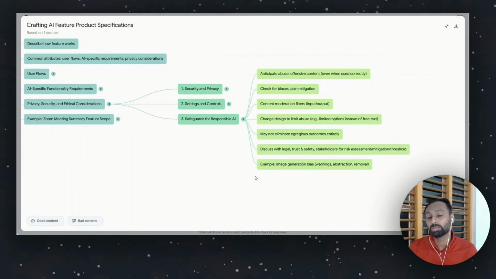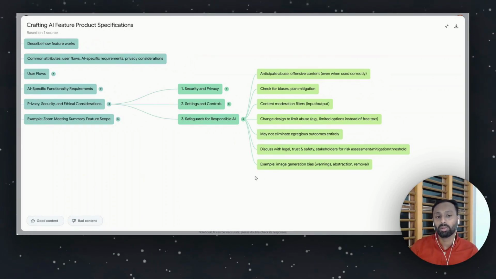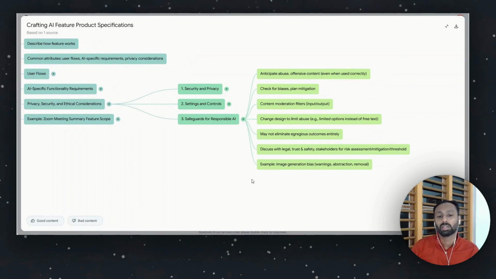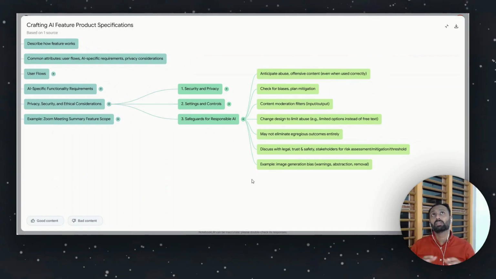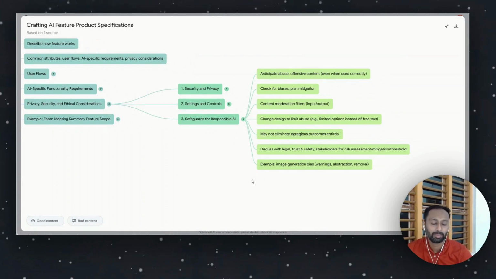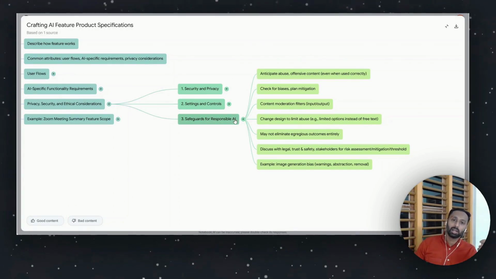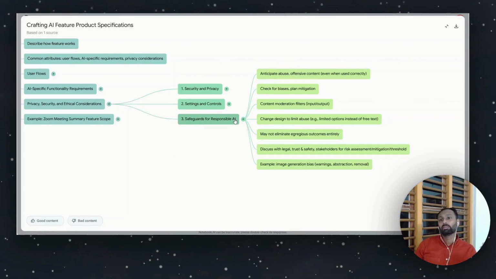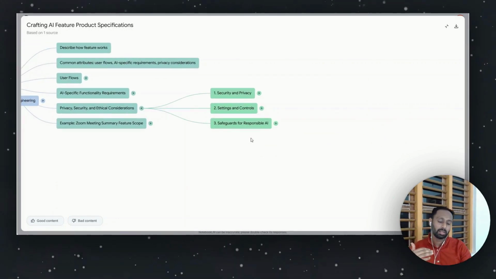Another thing is safeguards for responsible AI. So, anticipating abuse, offensive content, checking for bias, content moderation filters, changes designed to limit abuse. All these things have to be written very clearly, because otherwise you will get into trouble. I still remember somebody put this in the news, saying, hey, the LLM shouted at me, or the LLM gave me a biased answer. That became a problem. So all these things, as a PM, you should really look at.